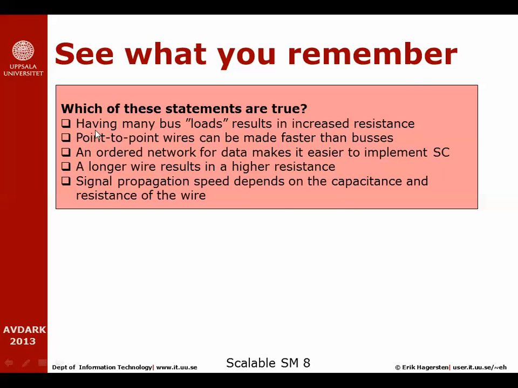The first one, saying that having many bus loads results in increased resistance, is not true. It's the capacitance that goes up when you have more loads. Point-to-point wires can be made faster than buses. Yes, absolutely. That's why we made these logic buses, for example. An ordered network for data makes it easier to implement sequential consistency. That is not true. It's the ordered network for address transactions, for the requests, that makes it easier.